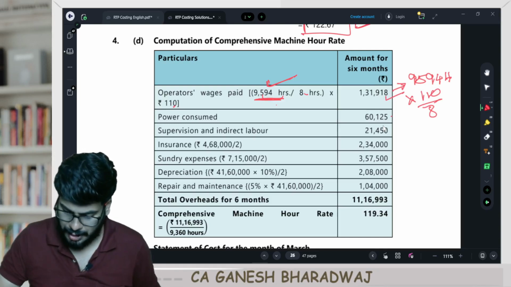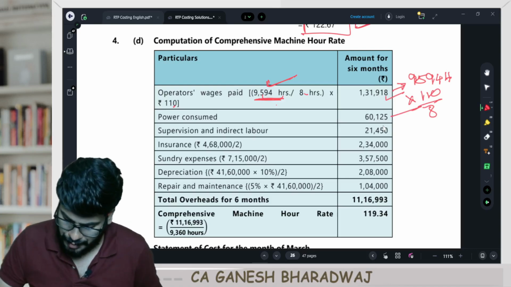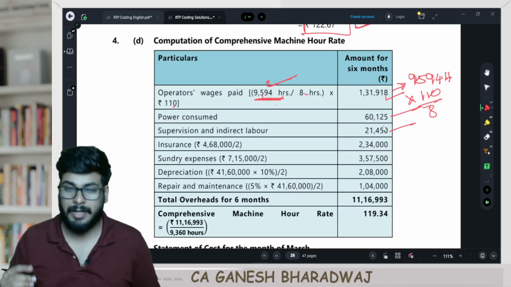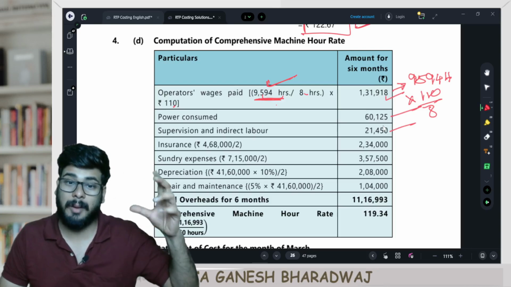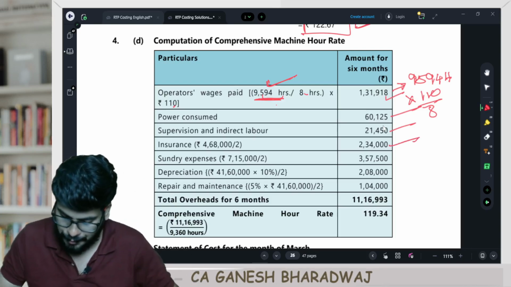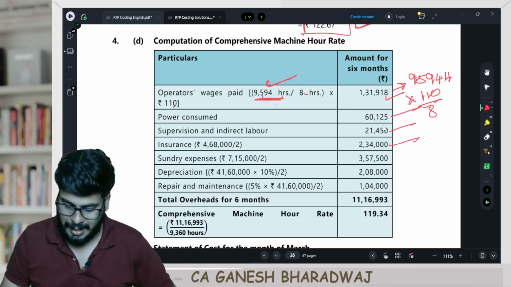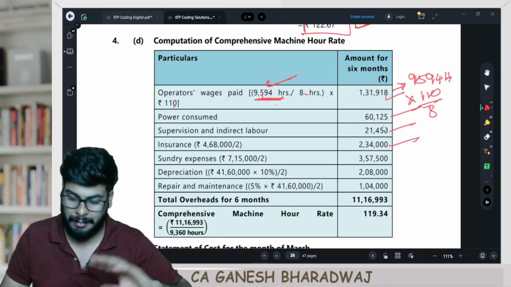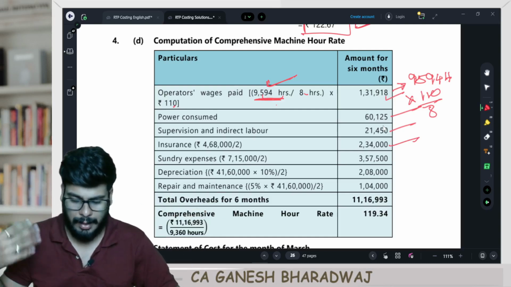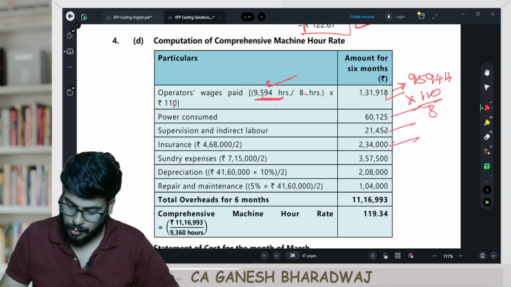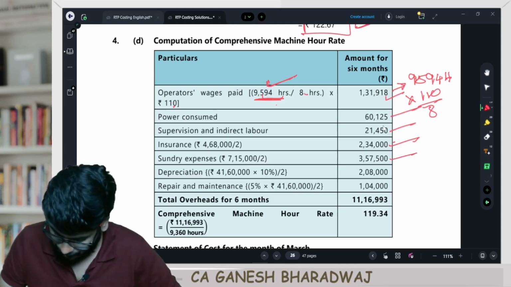Power consumed, this figure is given. And supervision and indirect labor, this figure is also given. Insurance charges, they have given it on a per annum level, divided by 2, you get the figure. Similarly, sundry expenses, 7,15,000, it's per annum. So you can do into 6 by 12 or divided by 2 directly. It's going to be 357,500.